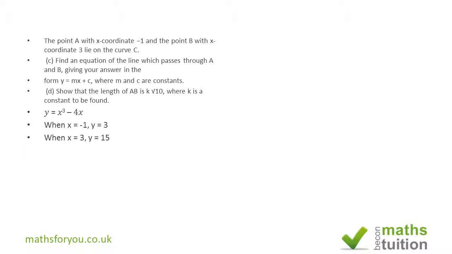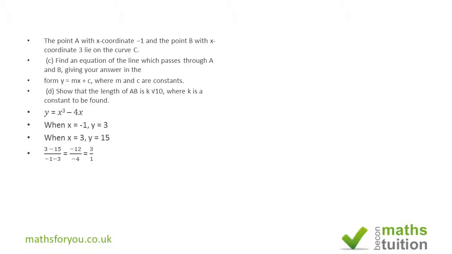We now need to find the value of m, the gradient of the line AB. To do that, we do 3 minus 15 divided by minus 1 minus 3. You've got to be careful that you put them in the same order. So 3 minus 15 divided by minus 1 minus 3. We end up with minus 12 over minus 4, which is equal to 3 over 1. So m is 3.